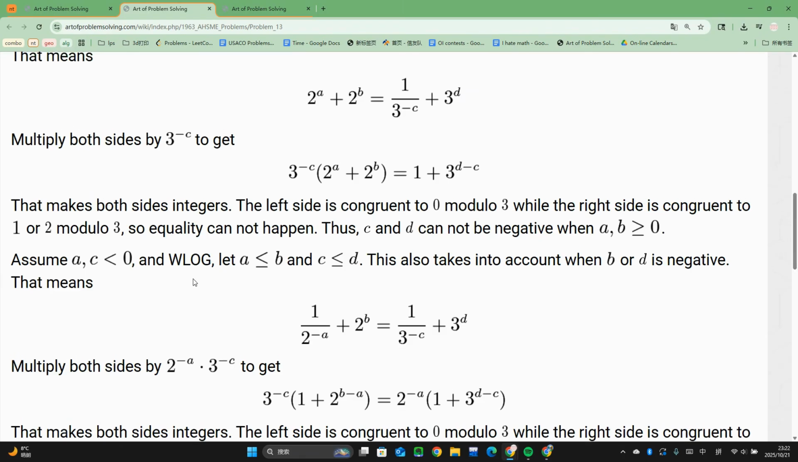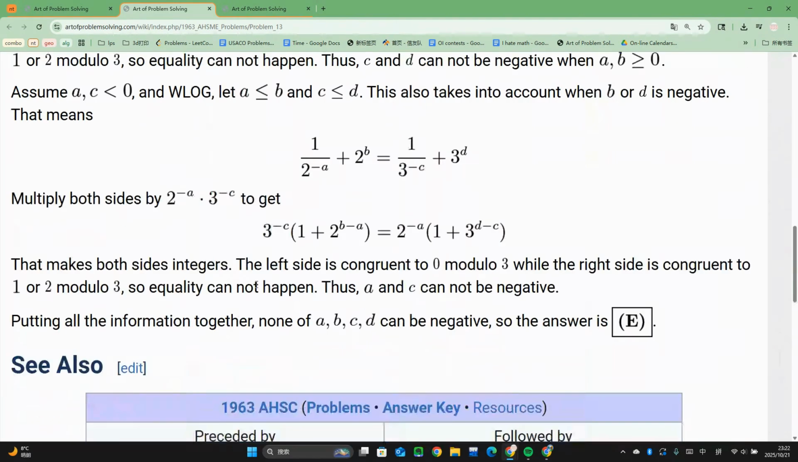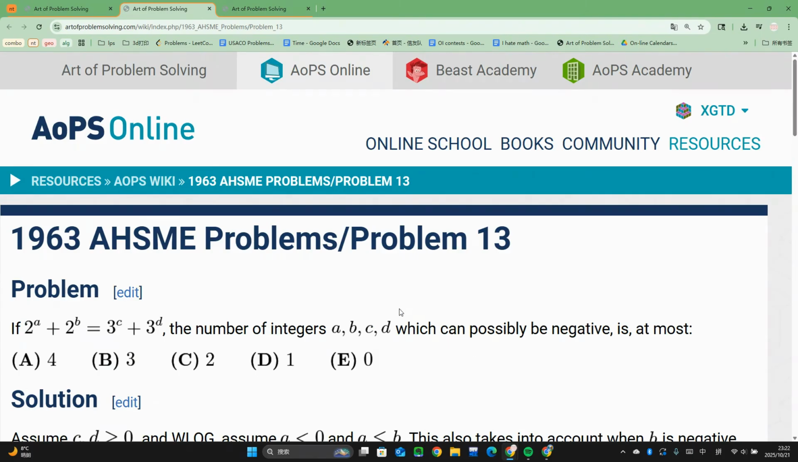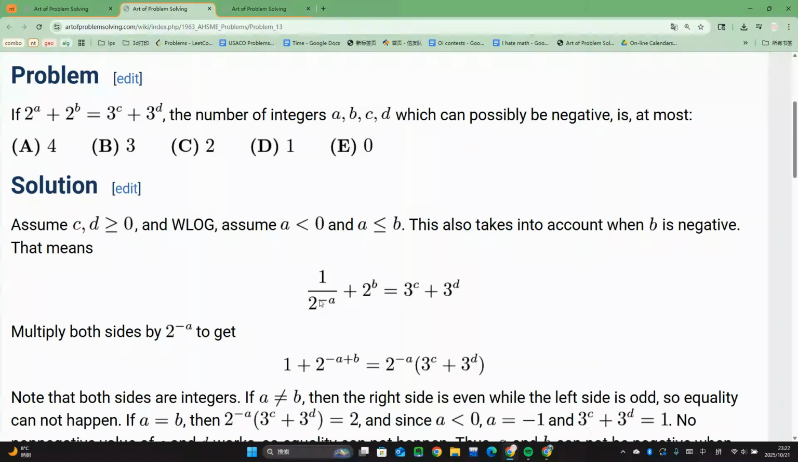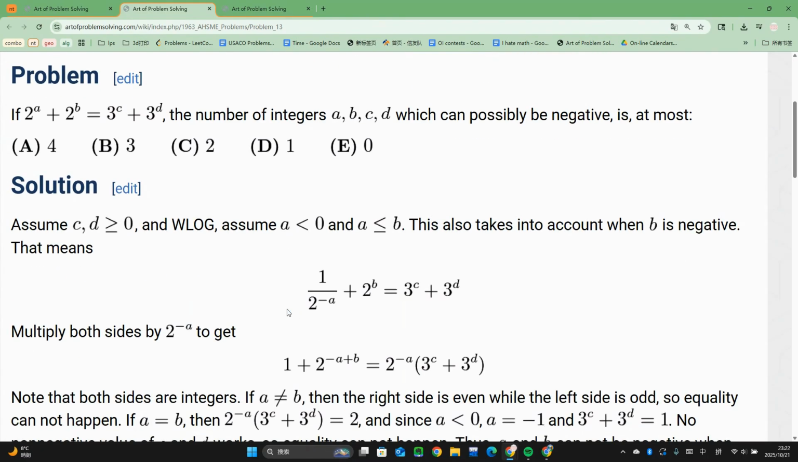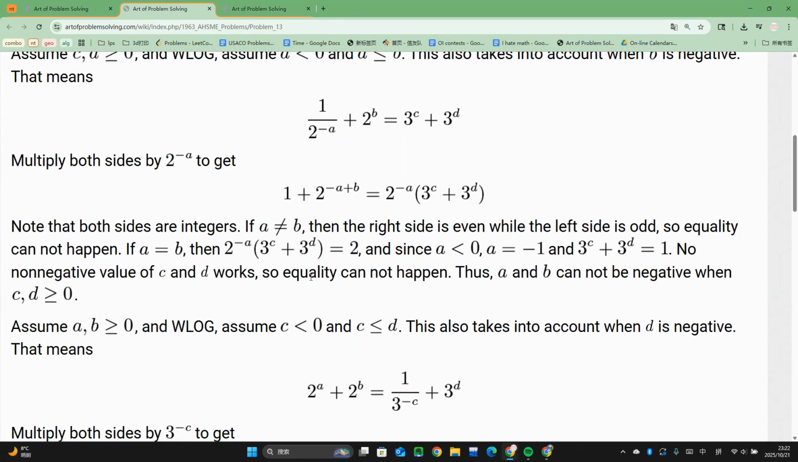That means neither a, b, c, nor d can be negative, and that leaves us with the answer E, in which 0 of these 4 can possibly be negative. So yeah, this is a pretty difficult problem, and I would say understanding the problem statement is also a difficult part. And also just knowing the trick of pulling the exponent to the denominator and then making it negative, so we don't have to actually deal with fractions and negative exponents, and we can just use modular arithmetic when it's integers.